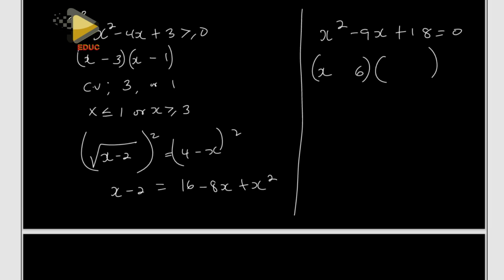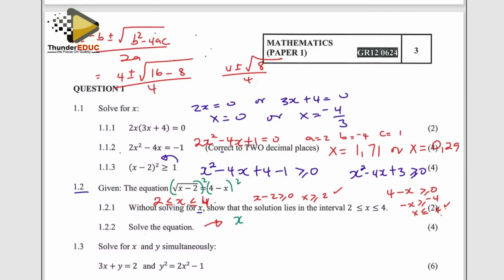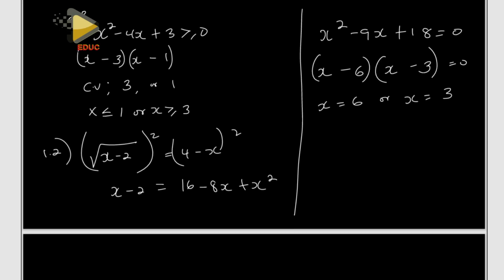I can use 6 and 3, with minus minus, which means my solutions are 6 and 3. But since we're dealing with these equations, I need to test my answers. Okay, so let me see. If our x is 6, it's going to be 6 minus 2, which is a 4.